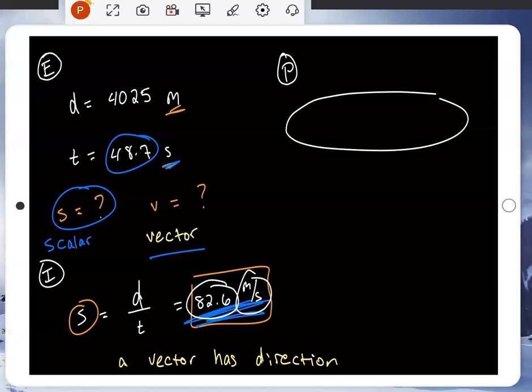And that's why velocity is actually not distance divided by time. It's displacement divided by time. And to be 100% clear here, we're writing down velocity, which is a vector, which means, what is a vector? It has a direction.